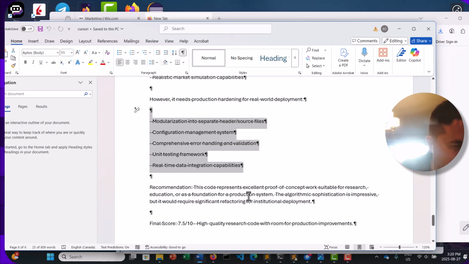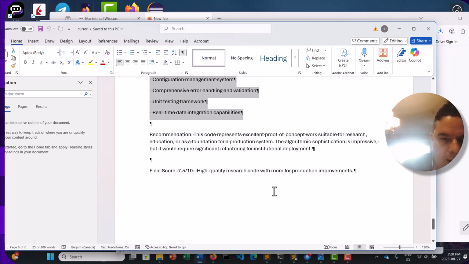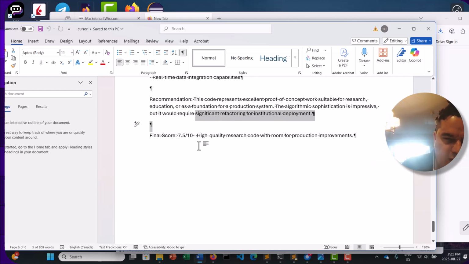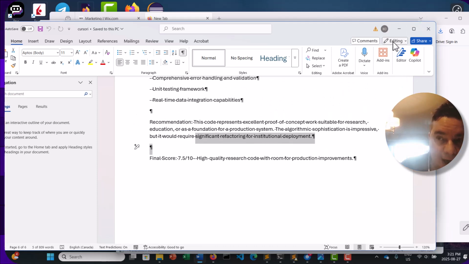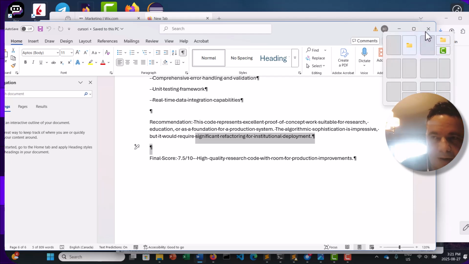But just understand that it's more iteration, more improvement, more complexities in the code. I don't deny that. So this algorithm's sophistication is impressive, but it would require significant refactoring for institutional deployment. Yes, and even the AI suggests that, and I agree with that. Final score, 7.5, high quality research code with room for production improvements. Can't argue that. And again, that's Cursor. That's a very good assessment.